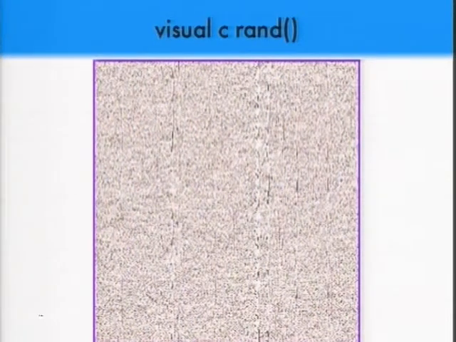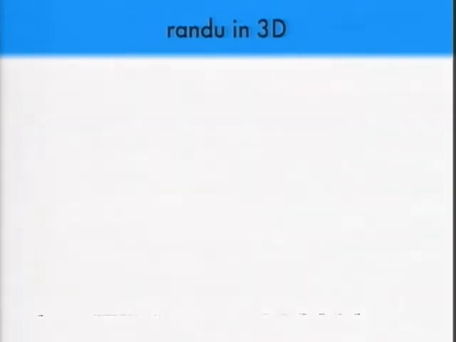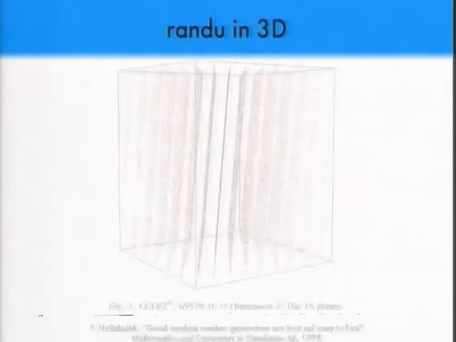An even better example of this, I love this picture. The reason I talked about randu in the first place was because of this visualization for randu. What they did is they took a 3D space and they took triples from randu from 0 to 1, normalized, and they plotted those. And it looks like this.